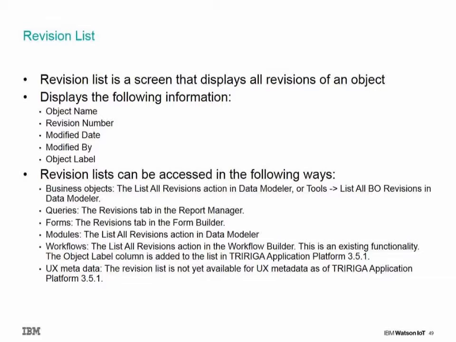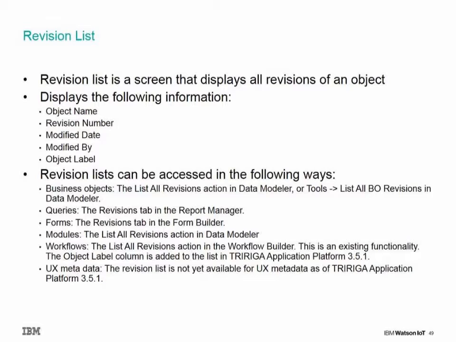Revision lists can be accessed in the following way. For business objects, you can use the list all revisions action in Data Modeler, or navigate the tools list all BO revisions links in Data Modeler. For queries, the revisions tab in Report Manager. For forms, the revisions tab in the Form Builder. For modules, the list all revisions action in Data Modeler. For workflows, the list all revisions action in the Workflow Builder.